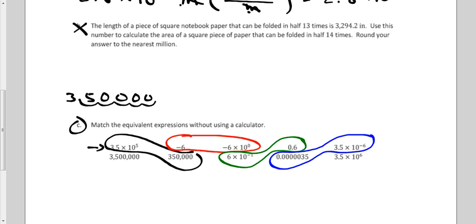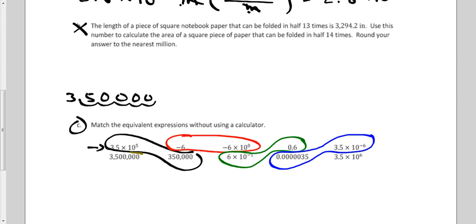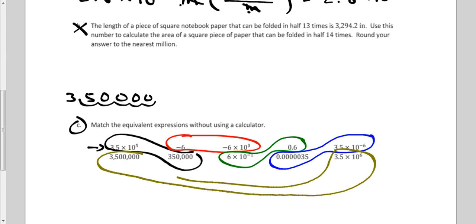Good. And then last, which one is 3.5 times 10 to the 6? Is that the only one that's left over? This one? That's right, isn't it? Yeah.